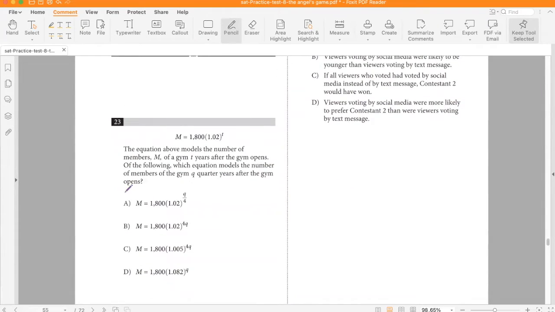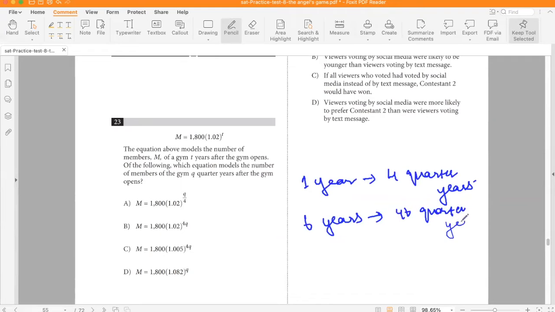The equation above models the number of members M of a gym T years after the gym opens. Of the following, which equation models the number of members of the gym Q quarter years after the gym opens? Okay, so 1 year has 4 quarter years, right? So T years would have 4T quarter years. Or another way of saying it is that Q quarter years would have Q/4 years. So since my exponent is T, I would have to replace it by Q/4 because that's the number of years in Q quarter years. So that will be 1800 times 1.02 to the power Q/4.